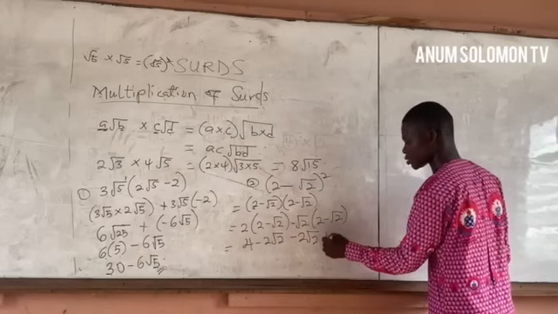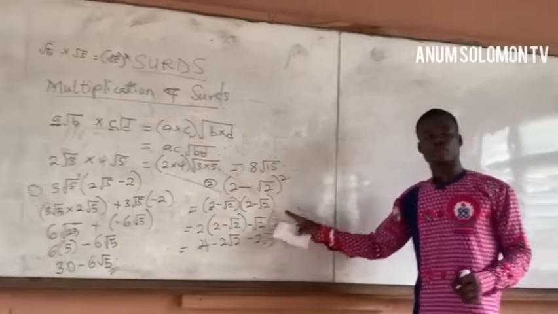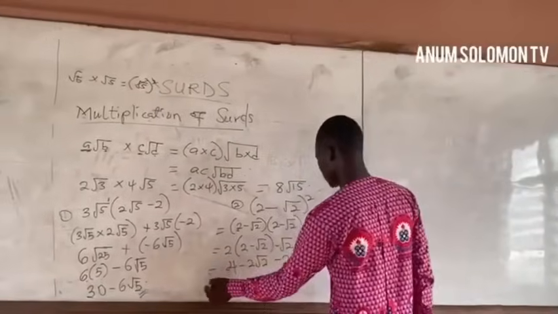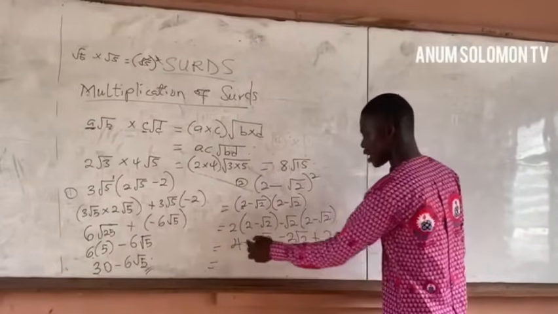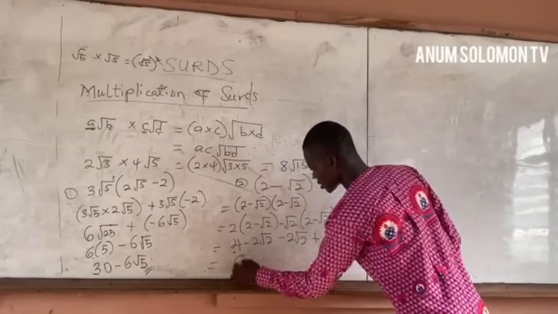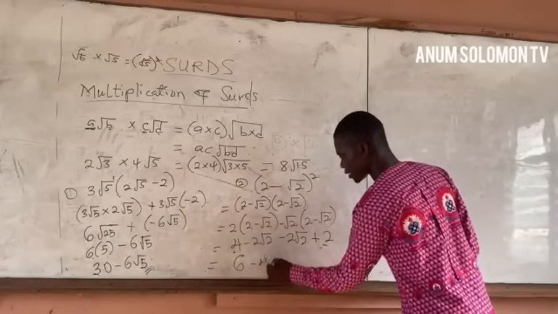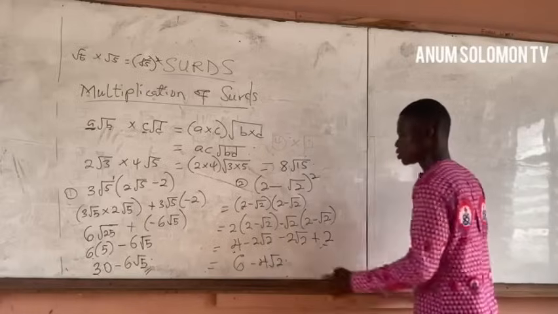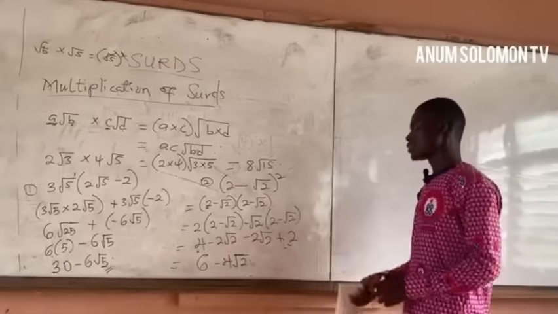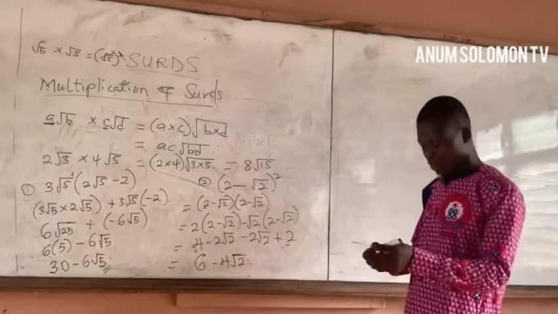Negative by negative is what? Positive. Root 2 by root 2 is what? 2. Because when you say root of 4, it is still what? 2. So on this note, let's check. We have 4 as constant, 2 as constant. So 4 plus 2 is what? 6. Minus 2 root 2 minus 2 root 2 is what? Minus 4 root 2. And this is our final answer. So this is how to solve this problem.